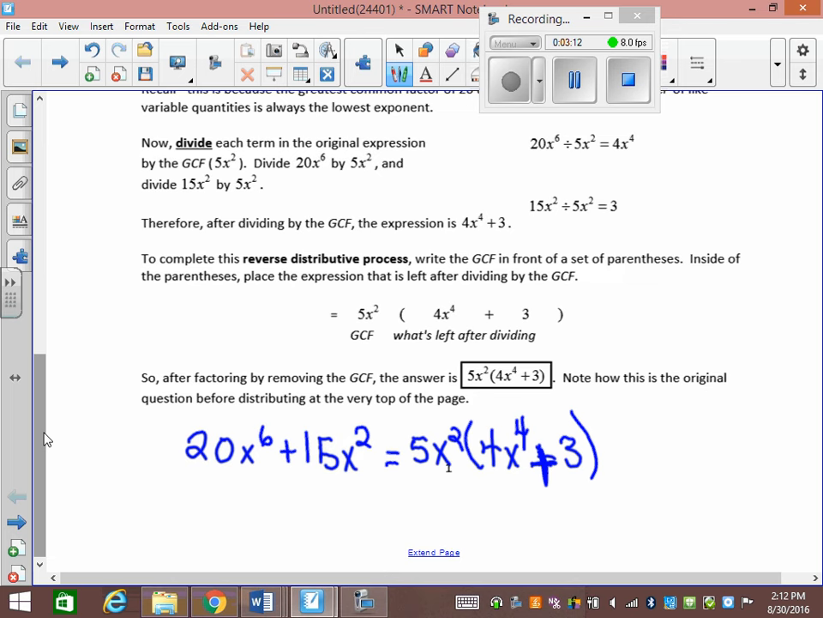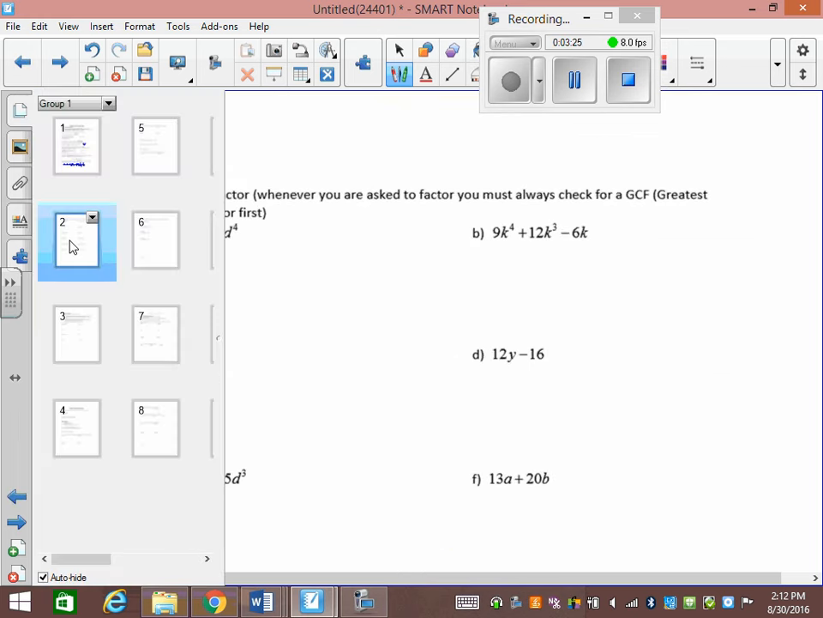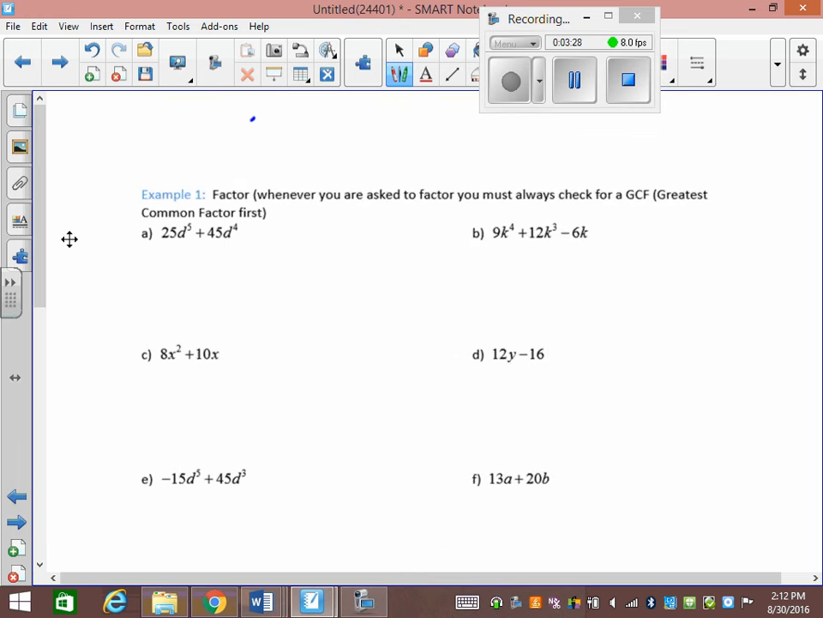So, I can take out a GCF, a greatest common factor, of 5x squared. That's just factoring by GCF, one of your factoring steps. Okay? So we'll practice some of these. Practice spotting the GCF.